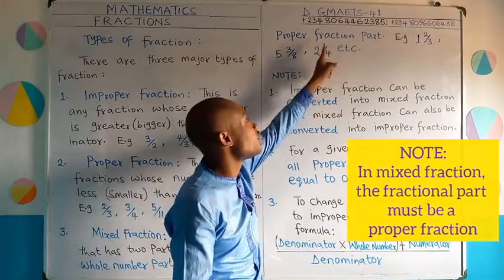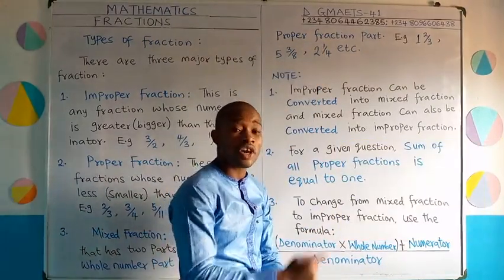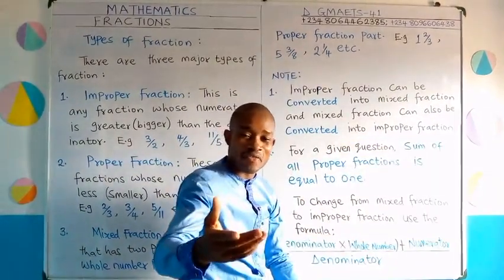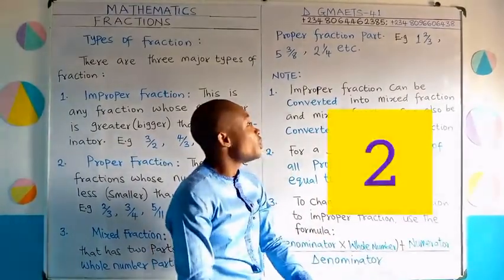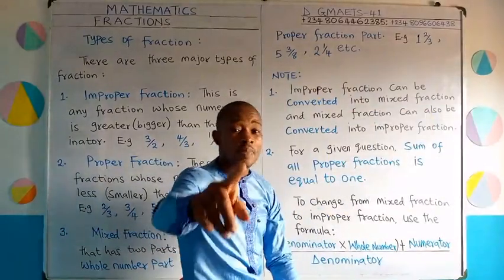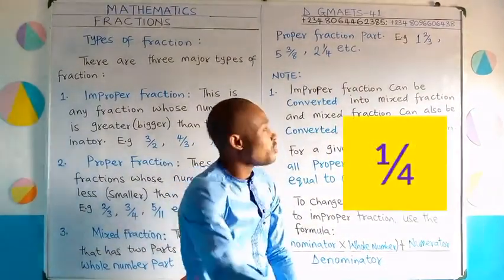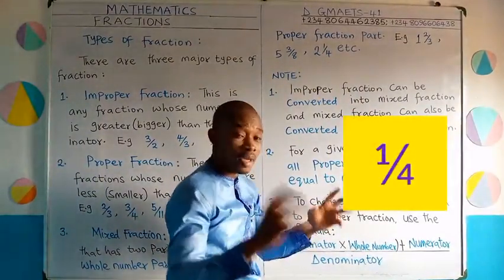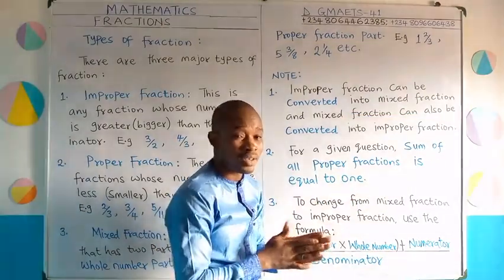Then we have 2 whole number, 1 over 4. It's also a mixed fraction. What is the whole number there? Can I hear from you? That's good. We have 2 whole number. So 2 is the whole number part. And the fractional part is what? 1 over 4. That's good. There are many more examples you can add up to your notes.